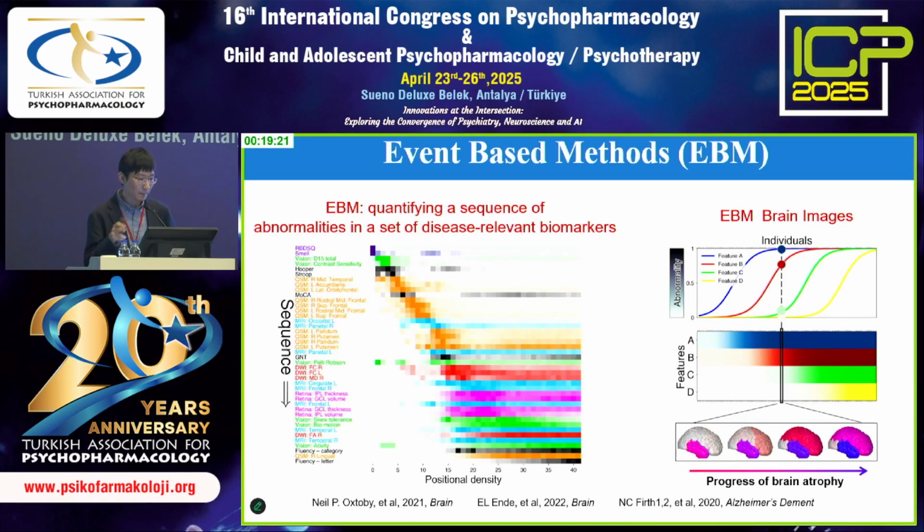It's called the event-based model. This approach is a machine learning approach. It can quantify a sequence of abnormality in a set of disease-relevant biomarkers. So we use the event-based model on brain imaging, and it can estimate the brain atrophy sequence for several brain regions.